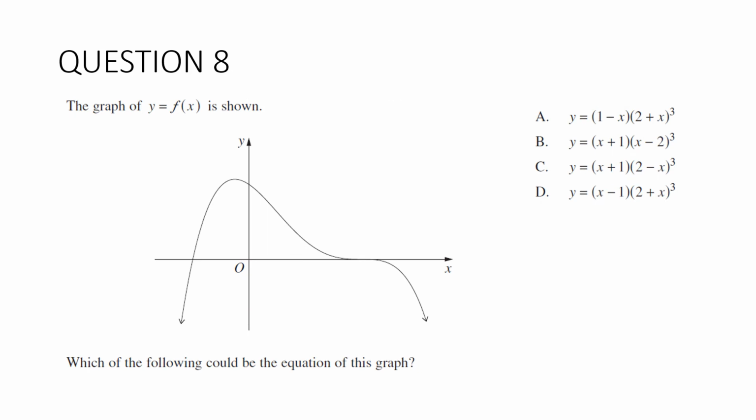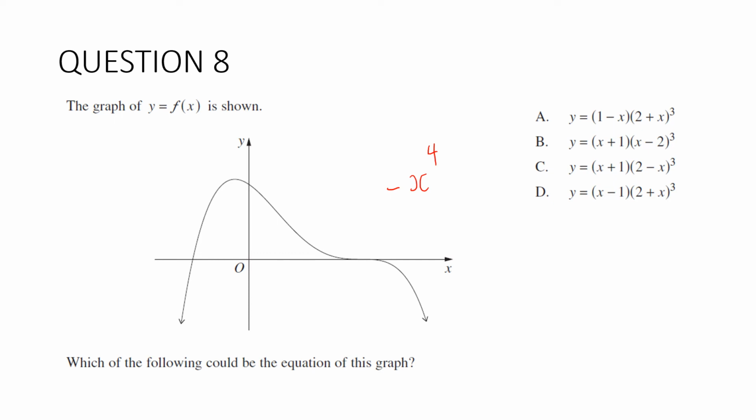Question 8. The graph of y equals f of x is shown. Which of the following could be the equation of this graph? Now there's quite a lot that we know here. We have a single root here and a triple root here, so this is a quartic curve. Furthermore, it's upside down, so there's going to be a term in x to the power of 4 that is negative. So we're looking for negative x to the power of 4.